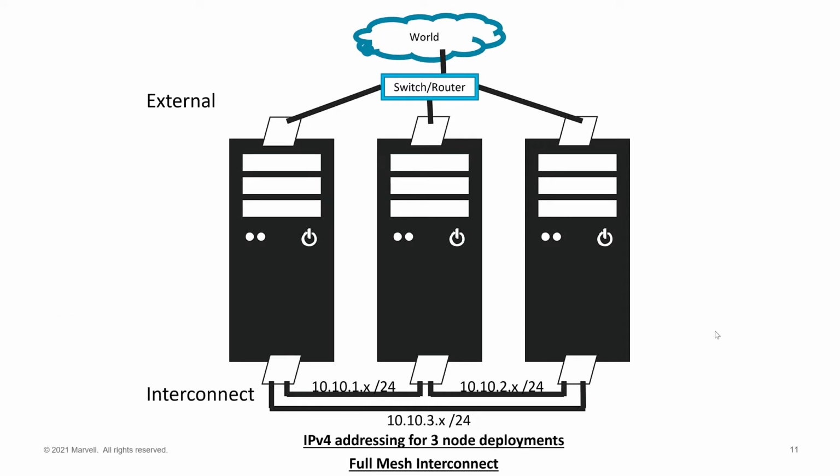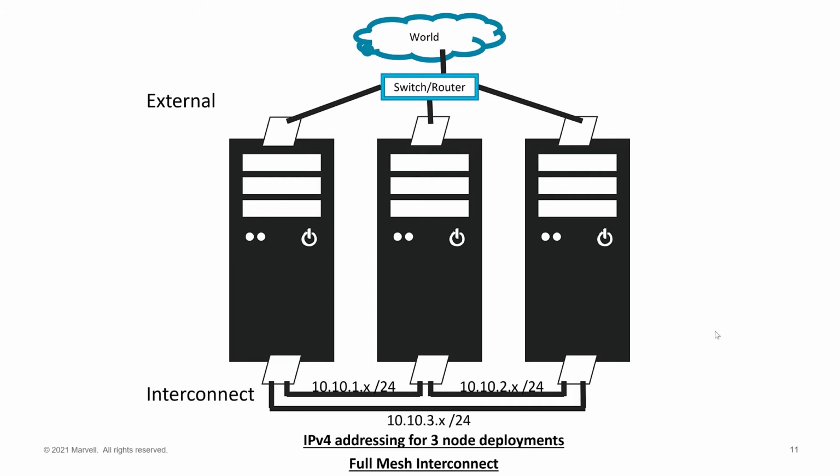What is a switchless Azure Stack HCI configuration? You can see a 3-node configuration in front of you. This has an external network for management and desktop access to highly available virtual machines, and a back-end high-performance RDMA interconnect for cluster communication, live migration, and Storage Spaces Direct networks.